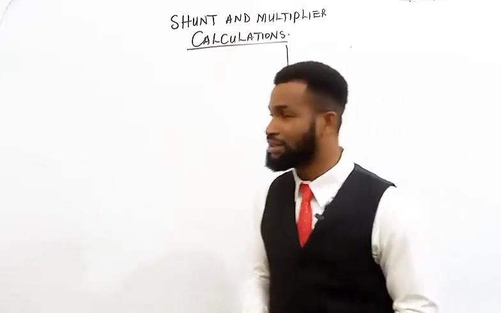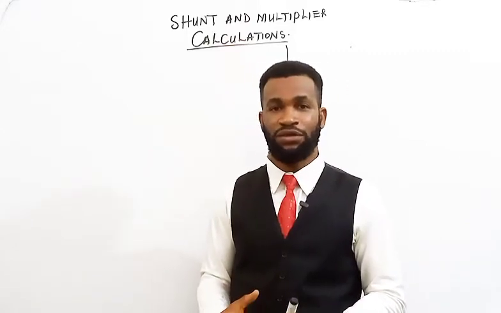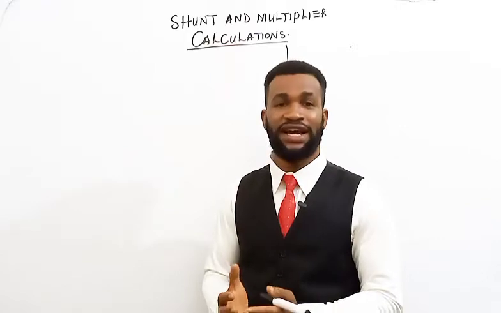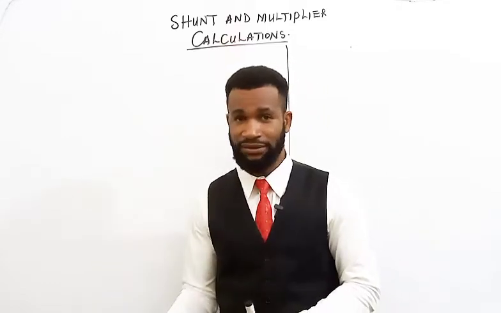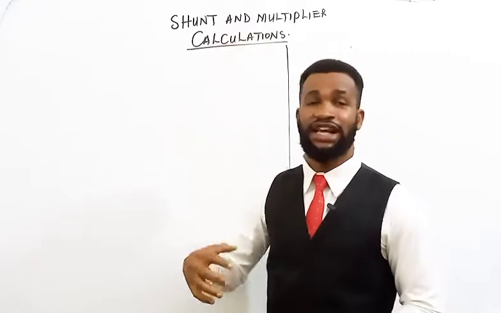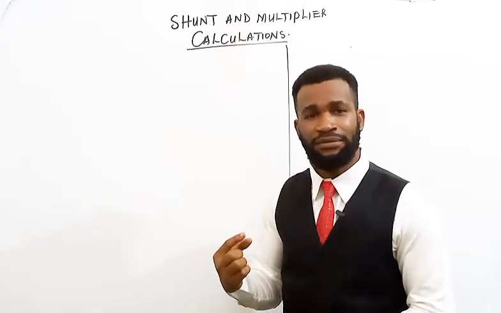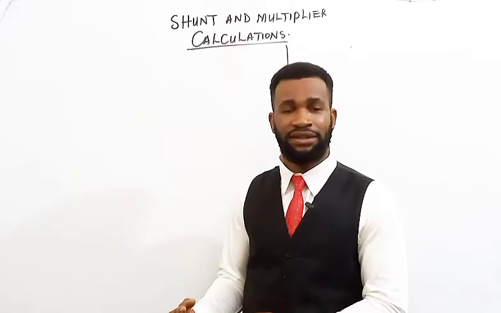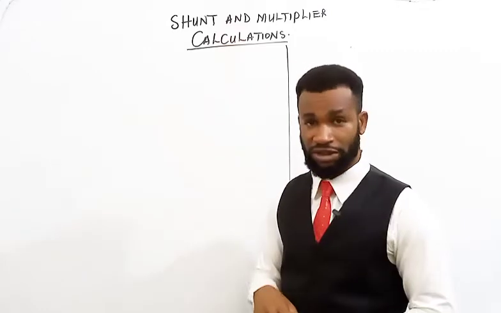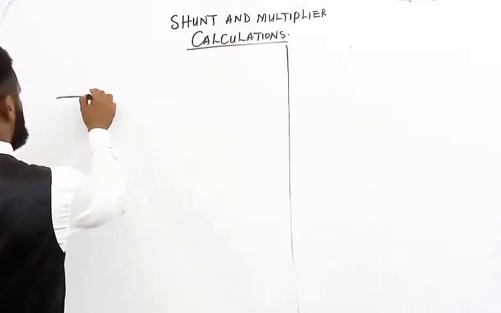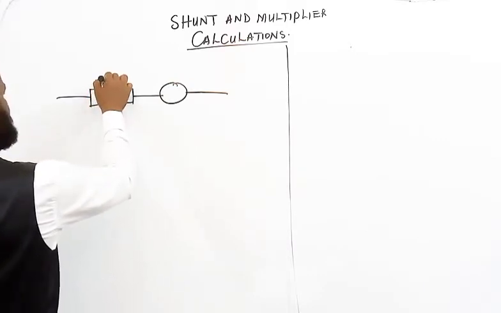Now look at this. When we talk about a multiplier, we are talking about an instrument boosted with a high resistance wire connected in series in order to measure a voltage. A galvanometer measures a very low voltage. If you connect a high resistance wire in series with the galvanometer, it helps you to measure a higher voltage, and that is what is called a multiplier. So in this case, I have this resistor, and then we have a galvanometer. So this is the multiplier.